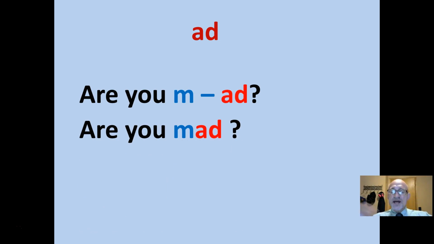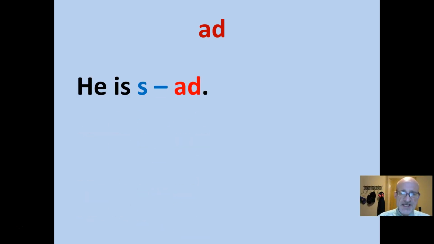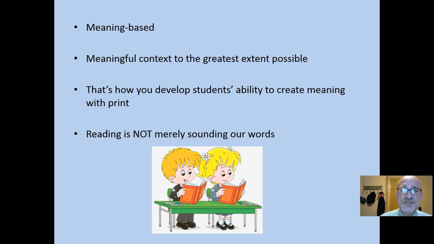Are you add. Mad. We are teaching the process to develop the skill. We want students to identify word patterns automatically. He is add. He is sad. We're developing this ability to notice and recognize letter patterns, and we're reinforcing sight words. It's meaning-based. We want to put things in a meaningful context to the greatest extent possible. That's how you develop students' ability to create meaning with print.